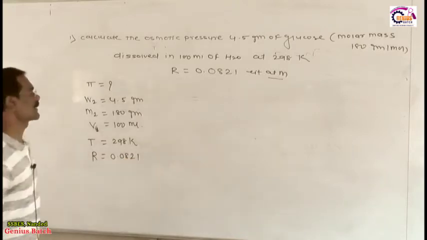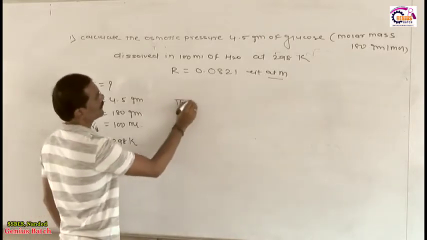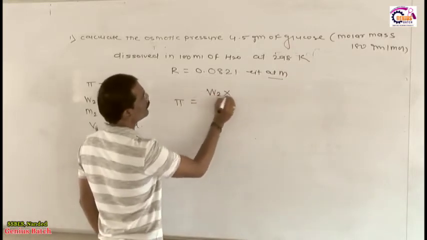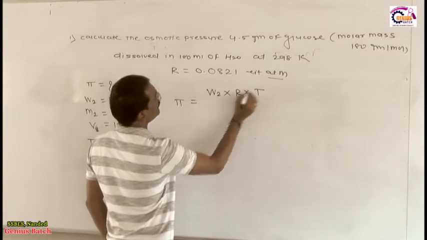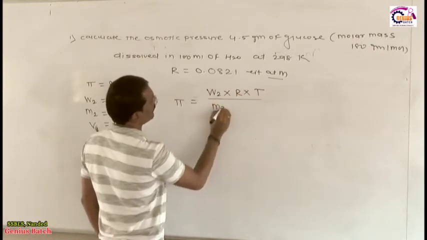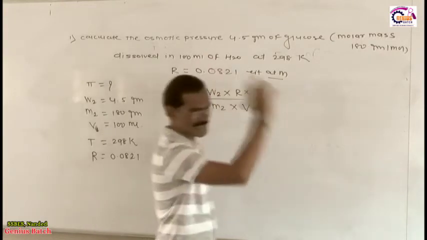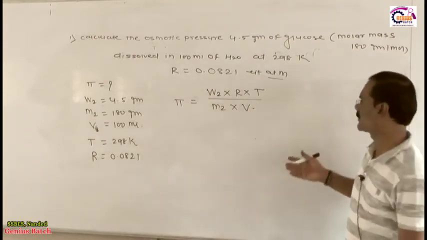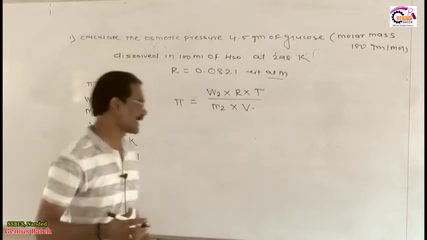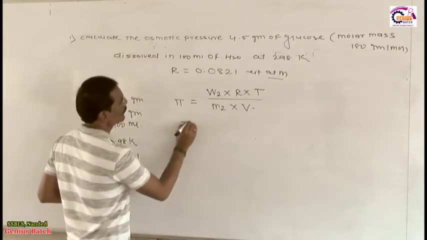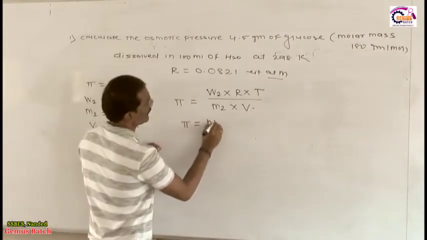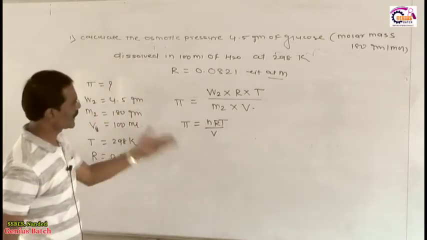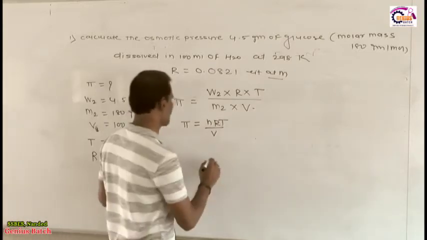R is equal to 0.0821. So my dear friends, how to calculate the osmotic pressure? Pi is equal to W2 into R into T divided by M2 into V. Or we people say like this: pi is equal to nRT by V. Either you put direct value, or very simply we calculate the n.